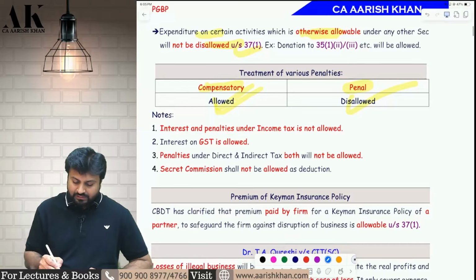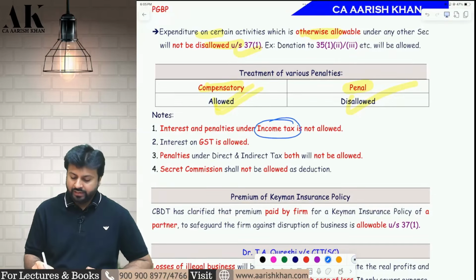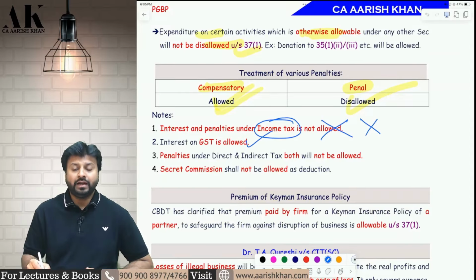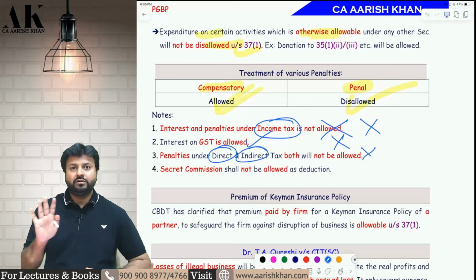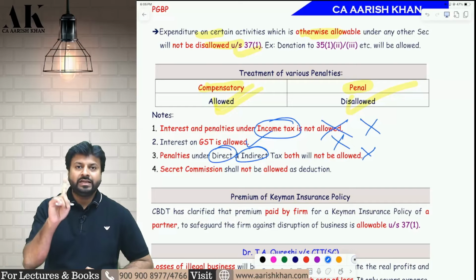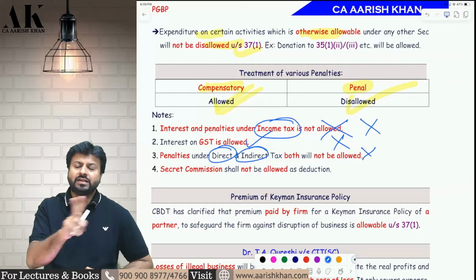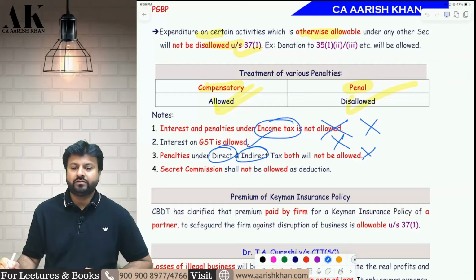Okay. Now, what about interest under income tax law? Interest under income tax law is not allowed. What about penalty under income tax law? Not allowed. What about interest of GST? Interest of GST is allowed. What about penalty of GST? Penalty of GST is not allowed. So for direct tax and indirect tax, both penalties are not allowed. Let me tell you very clearly. For GST, interest is allowed. For GST, penalty is not allowed. For income tax, interest and penalty both are not allowed. I hope it is clear to all of you.